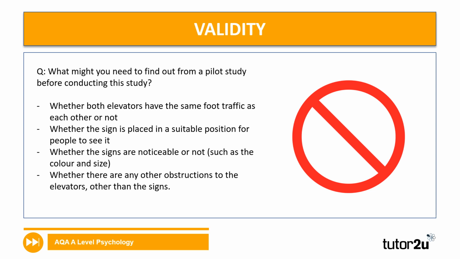Well, there's actually a lot of different things, isn't there? Because what I need to ensure is that people's behaviour is related to seeing the sign or not. Not things like the elevators having different foot traffic. The sign itself needs to be in a position that people can actually see. The sign needs to be noticeable. So I might want to think about the colour and design of those signs to make them as similar as possible. And I also need to think about any other obstructions to the sign. And hopefully these are all things that will come out of my pilot study.